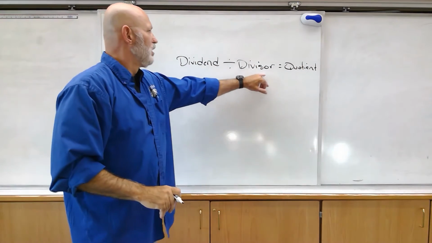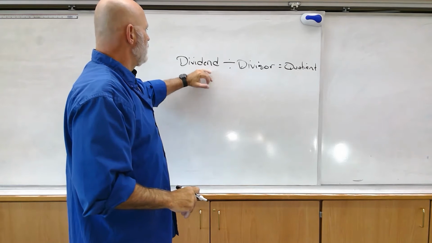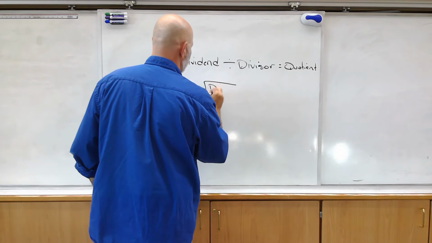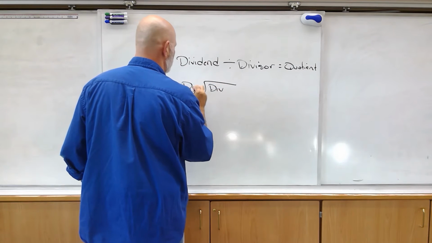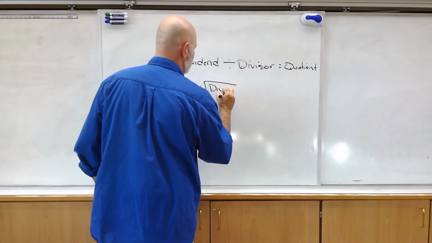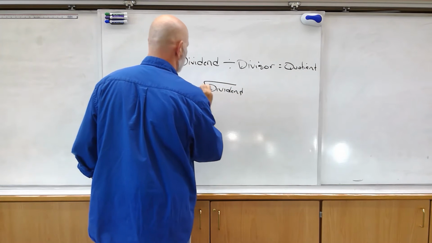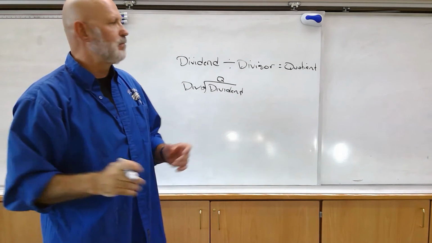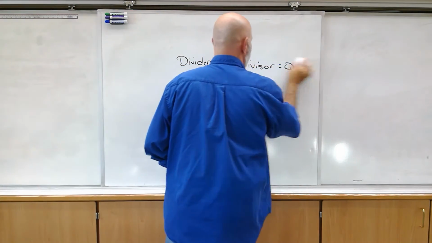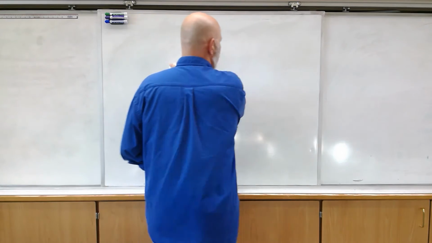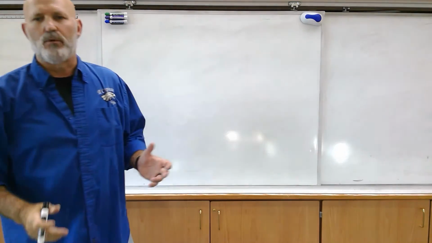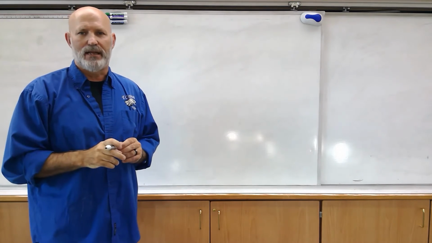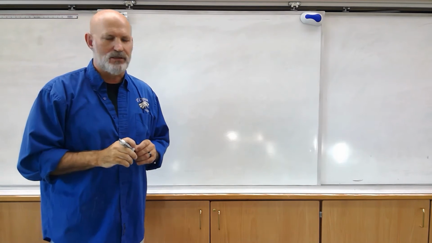It's just like if we have a long division bar: the dividend goes here, the divisor goes here, and then the quotient goes up there. Alright, so now we're going to divide fractions. Now we really don't divide fractions. What we do is we multiply the dividend by the reciprocal of the divisor.